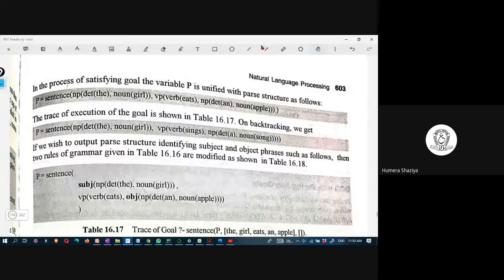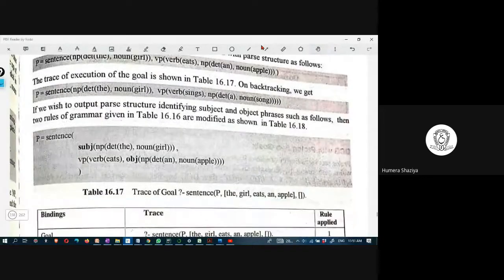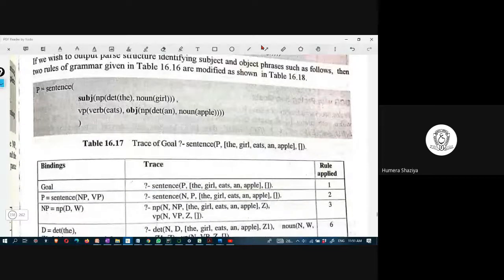In Prolog, if we say P equal to sentence, NP determiner the noun girl, verb phrase verb eats, noun phrase determiner and noun apple. This is one sentence, and it is satisfying the properties of language, and it is acceptable. And here variable P will have this sentence that has been assigned with the grammar and the grammatical structures. P equal to sentence.